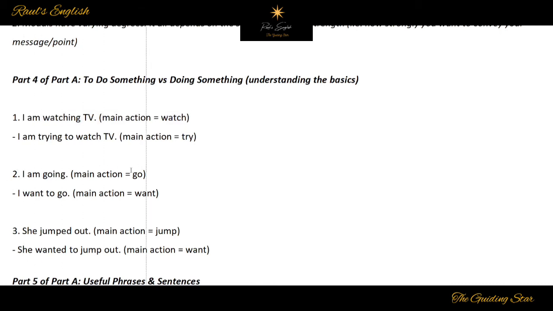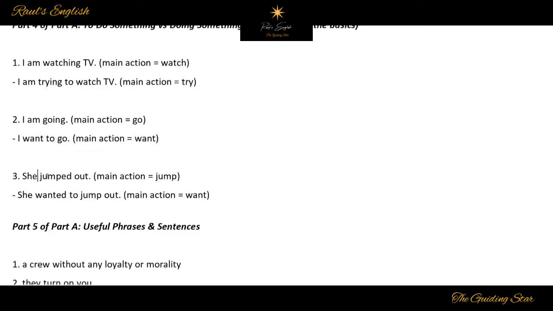Number two, I am going. Here the main action you're trying to indicate, what you're trying to express, is go. I am going. I am on my way, I am traveling, whatever. If you said I want to go, the main action becomes want. You're not going, but you want to go. She jumped out, again, she jumped out, indeed. And she wanted to jump out.